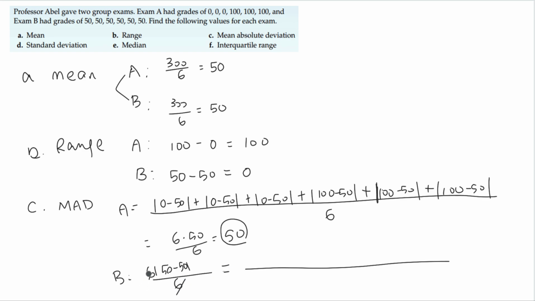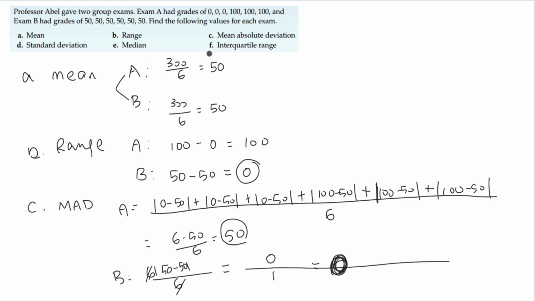But that is equal to, you can divide 6 and 6. Absolute value of 50 minus 50. What's 50 minus 50? That's 0. 0 over 1, which is just 0. So we can see that in exam B, there is no mean absolute deviation. Just like the range, it's 0. And mean absolute deviation is also 0, which means it's not varying, right?